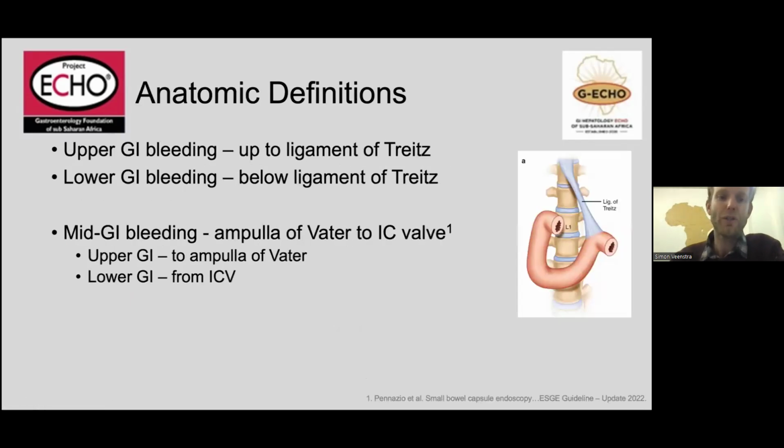There are also some anatomic definitions. I think we're all familiar with the upper GI tract and lower GI tract, which were divided by the ligament of Treitz, and bleeding from either of those regions was termed as such, either upper GI bleeding or lower GI bleeding. However, as we try to be more precise in medicine, it was suggested labeling the area between the ampulla of Vater and the ileocecal valve as mid-GI bleeding, with sources above the ampulla of Vater termed upper GI bleed, and a lower GI bleed from below the ileocecal valve.